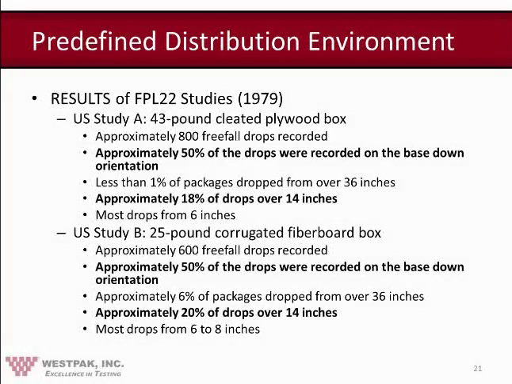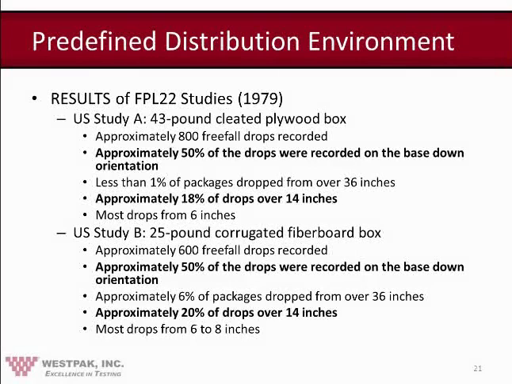Some of the summaries that came out of that was that 50% of the impacts were in the base down orientation. The 99 percentile level, in other words, the level above which you get less than 1% of the events, was 36 inches. Only 18% of the impacts were above 14 inches, and the average or mean drop height was 6 inches. So it wasn't a very severe environment.